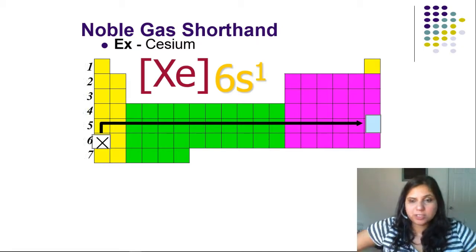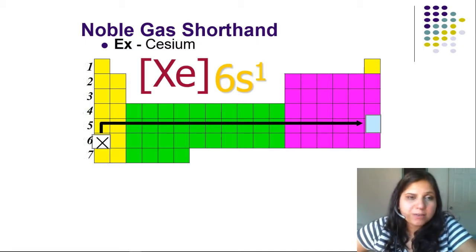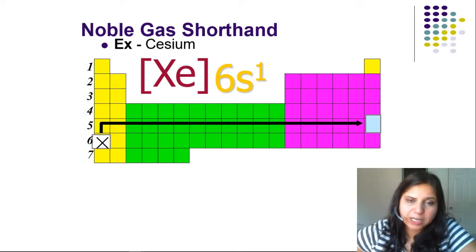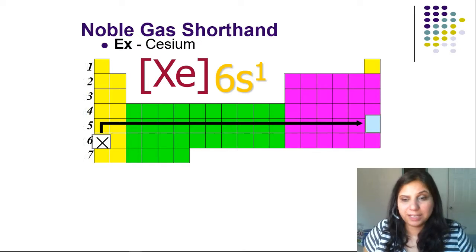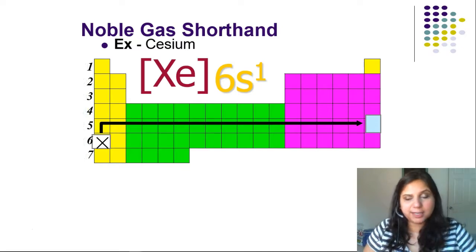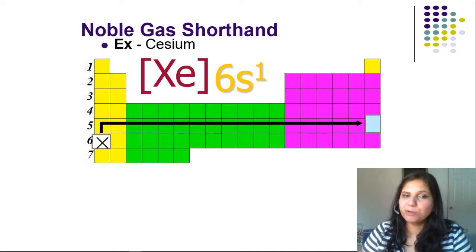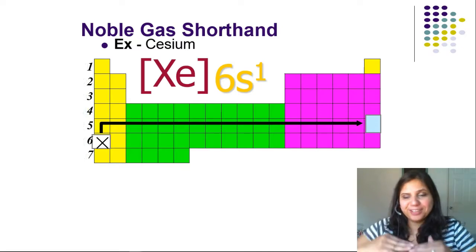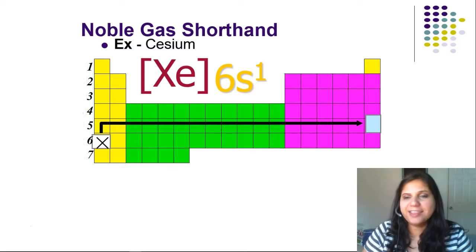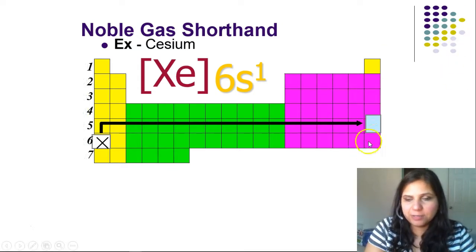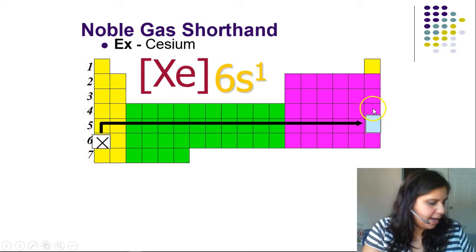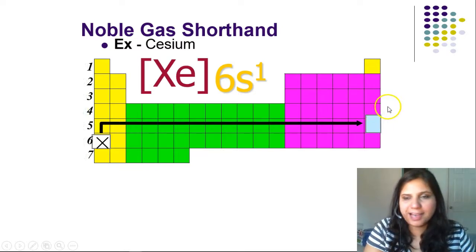All right, one question that students always have is, what if I need to write the noble gas notation for a noble gas? Do I just put that noble gas in brackets? Like if I had xenon, would I just put xenon in brackets and say I'm done? Nope. What you would do is you would still go to the noble gas before it and then go from there. So if I had xenon, I would start here at krypton and then add in until I got all the way to xenon.